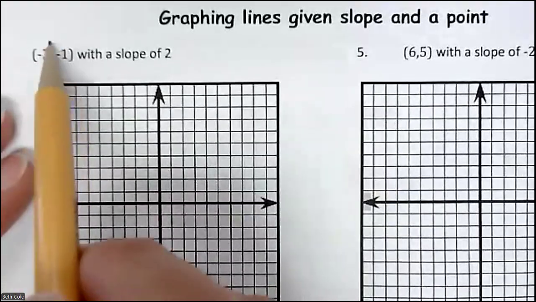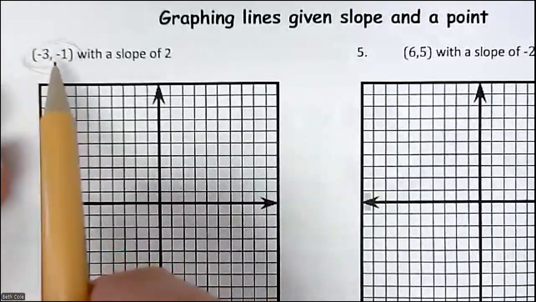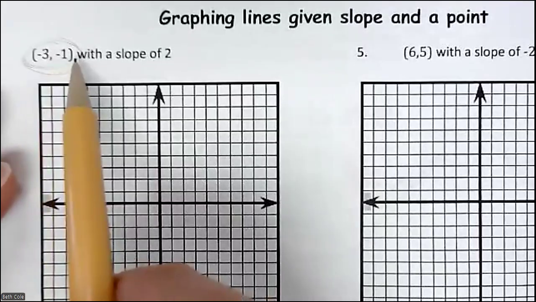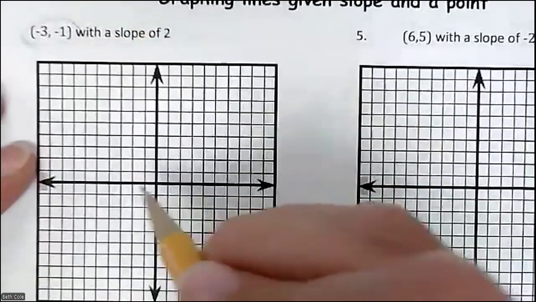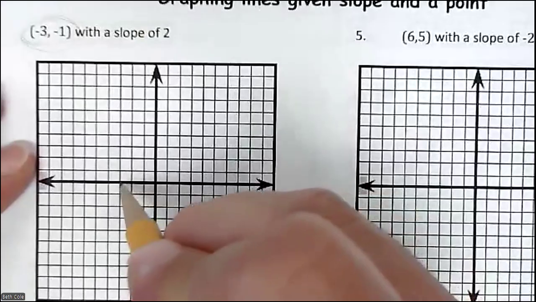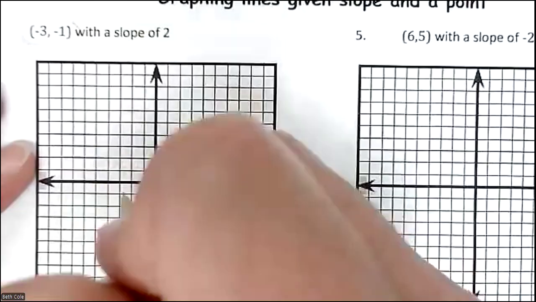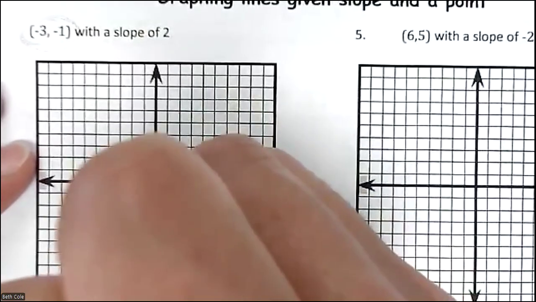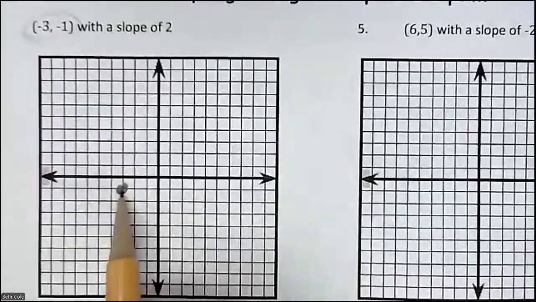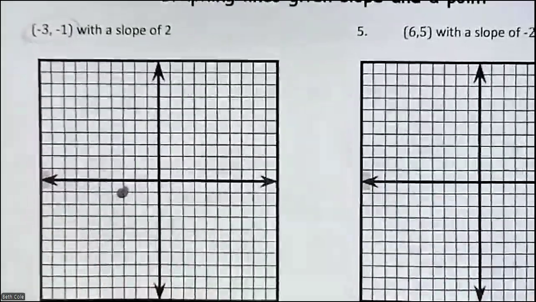So the first thing you're going to do is plot the point. Do you see, you have to look. Do you see this point here? -3, comma, -1. So on your x-axis, you would go -3, and then on your y-axis, you go -1. So that point would be right there. So that's your starting point, -3, comma, -1.